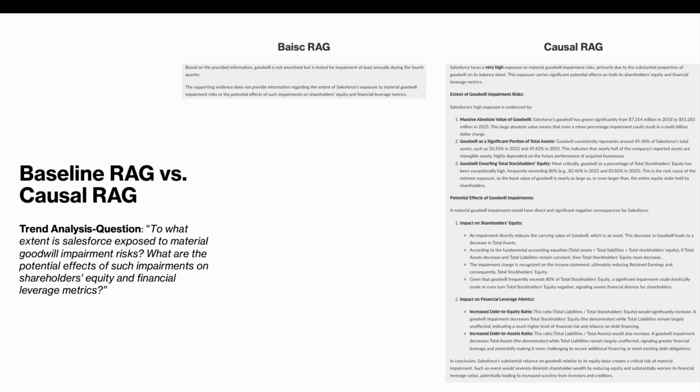Causal RAG also outperformed baseline RAG on trend analysis questions. Baseline RAG fails because it cannot assemble sufficient relevant material to construct an answer. Causal RAG, by contrast, can leverage approximations and structured data to reason over time series patterns and provide a well-founded response.